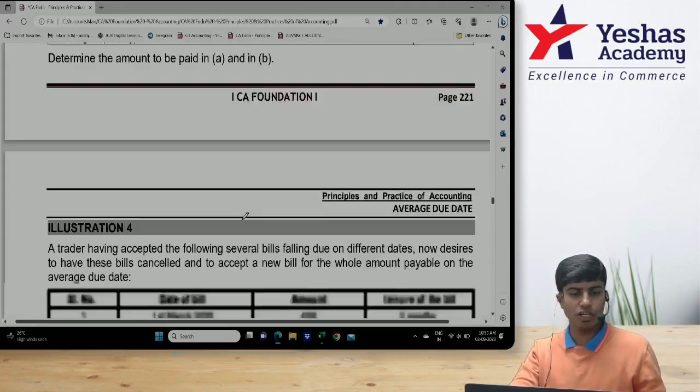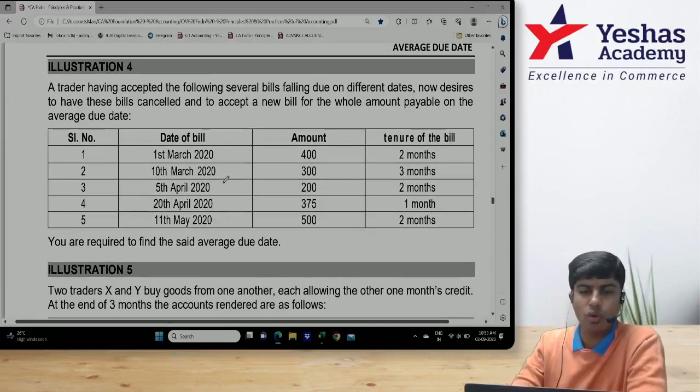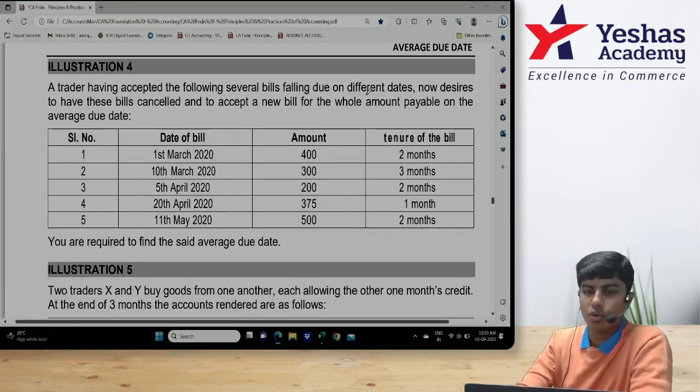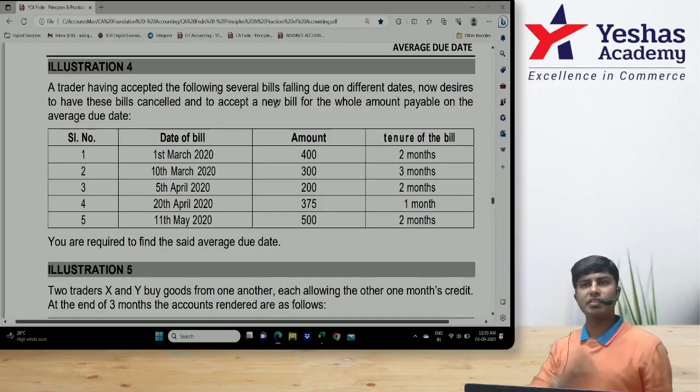Question number 4. What does question number 4 say? A trader having accepted the following several bills falling due on different dates now decides to have these bills cancelled and to accept a new bill for the whole amount payable on the average due date. So there are several bills which are outstanding to be paid on several days. They want to settle them all on one day, with only one bill.